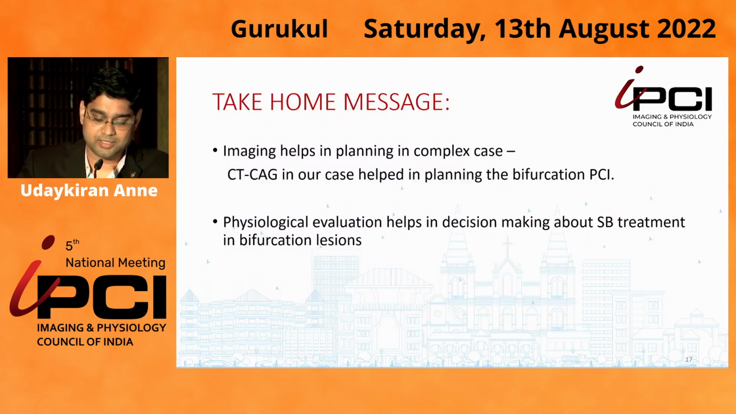So seemingly an extremely tricky and complex case, but CT CAG has immensely helped us in planning the bifurcation, especially in anomalous coronaries. CT coronary can predict the malignant course also. So CT coronary is a good option in evaluating whenever we are dealing with an anomalous coronary origin. And physiological evaluation always helps in decision making about the side branch, and we can end up with a simple single stent in a complex anatomy like this.